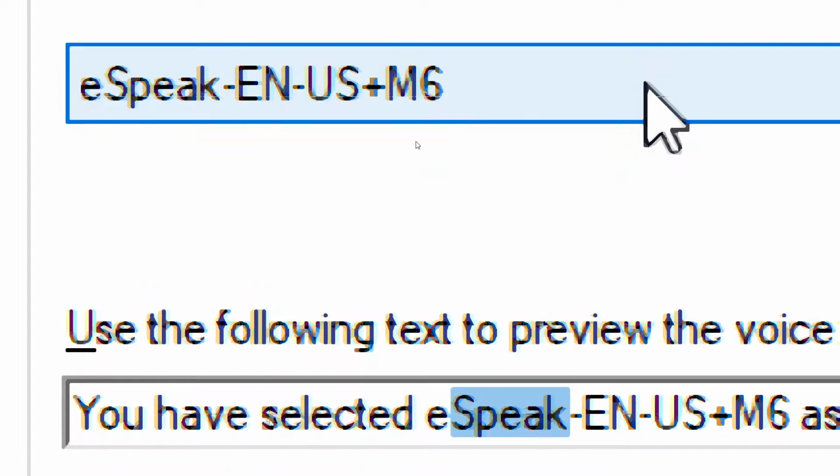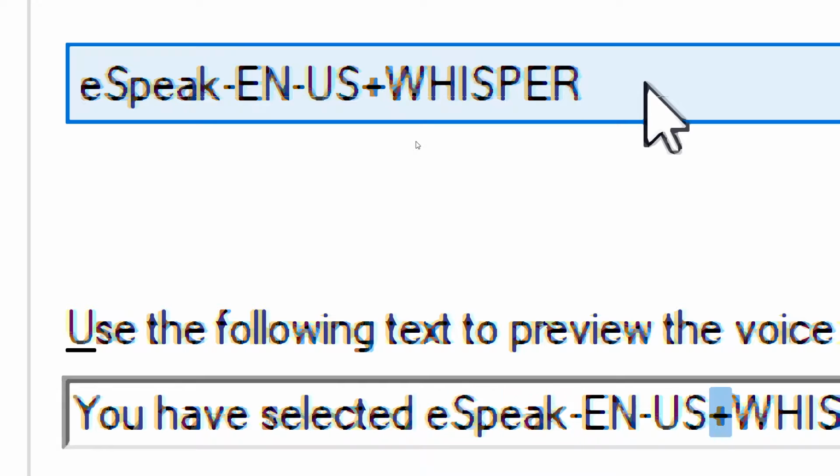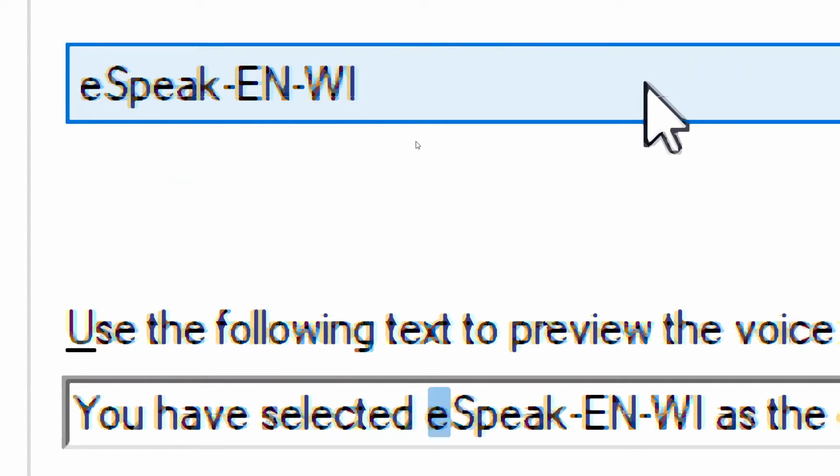You have selected eSpeak ENUS plus M6 as the computer's default voice. You have selected eSpeak ENUS plus M7 as the computer's default voice. You have selected eSpeak ENUS plus Whisper as the computer's default voice. You have selected eSpeak ENWI as the computer's default voice.